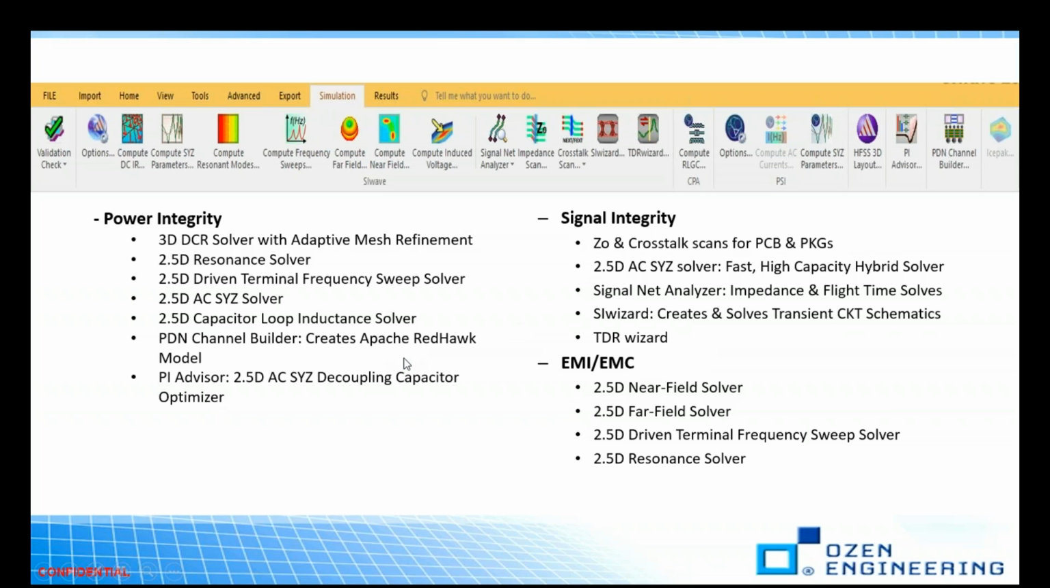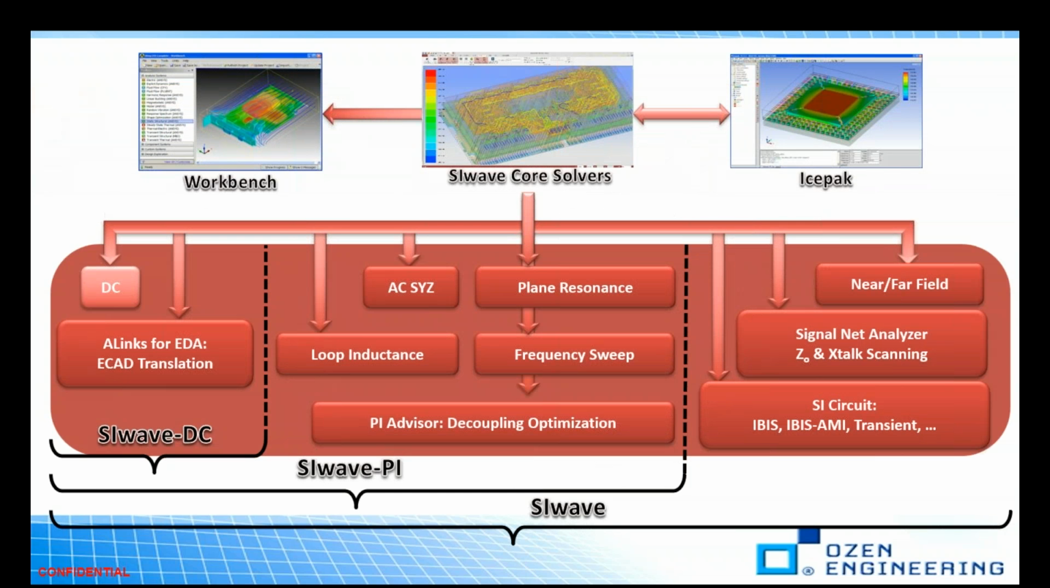On the top, I just showed you the ribbon menu style we recently have. We are on the simulation tab right now. Look at how many different modules and functionalities SIwave has. SIwave as a product comes with 3 different packages. Starting from the most left, it's SIwave DC with the DC capabilities as well as the A-links for EDA.